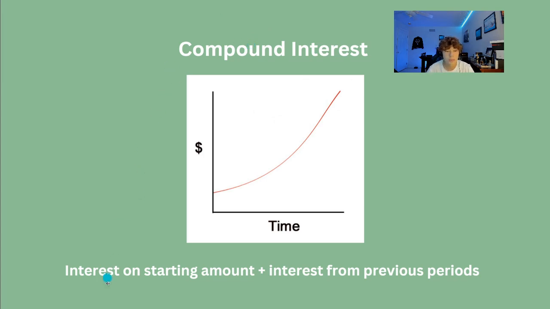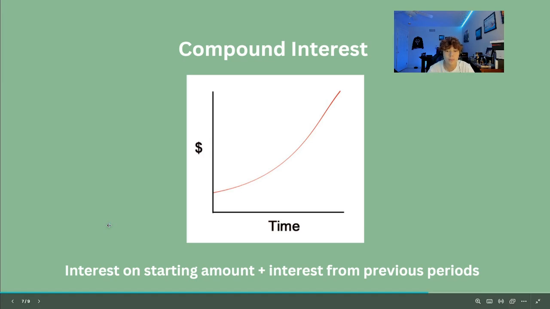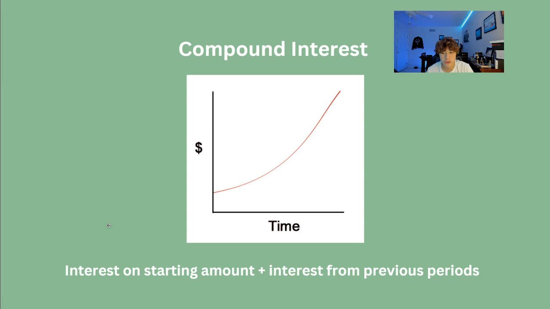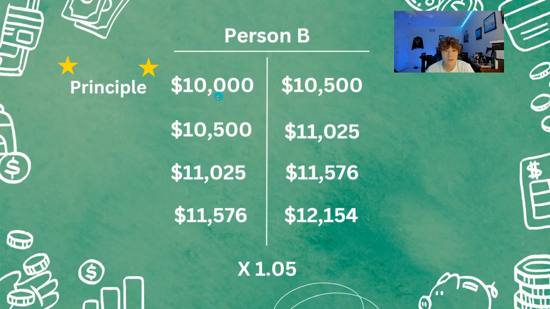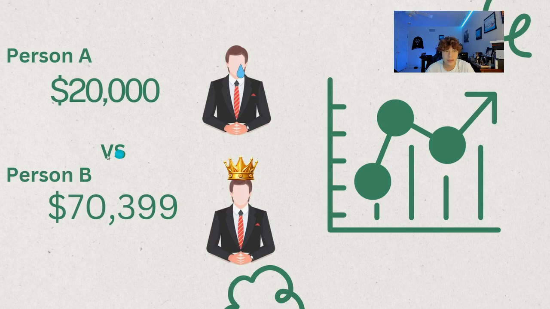Compound interest is interest on the starting amount plus the interest on previous periods. And a little math lesson, the difference between linear and exponential growth is that linear goes up by a constant amount. For example, person A is $500, but compound interest does not go up by a constant amount. As you can see, you went up by $500 the first time, but then you went up by $525 the next time, and you keep going up by a greater amount. And in the end, this results in that.